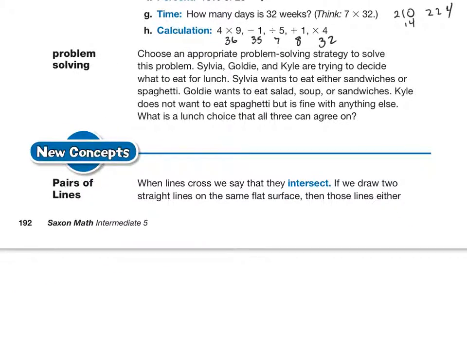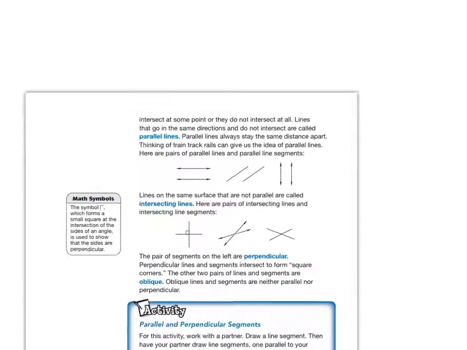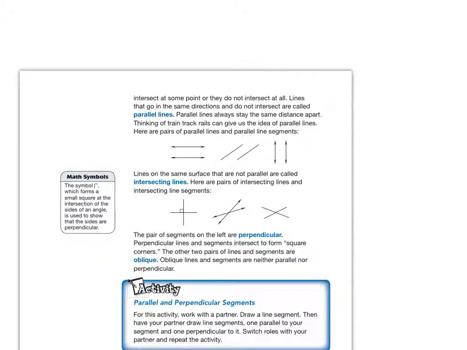We're going to be talking about pairs of lines, it looks like. When lines cross, we say that they intersect. This is an important thing to put in your math journals. Lines intersect at some point, or they do not intersect at all. Lines that go in the same direction and do not intersect are called parallel lines. They never cross.